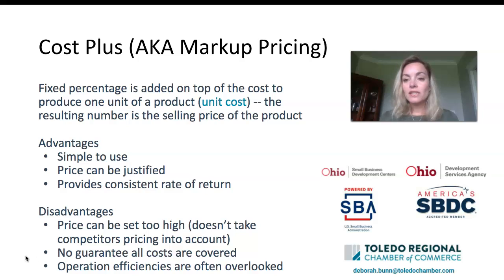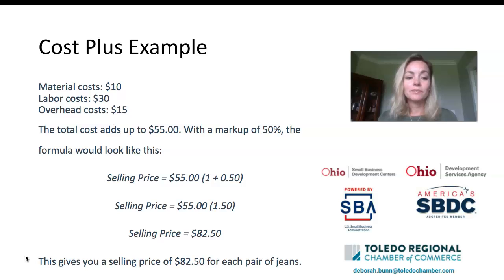And operation efficiencies are often overlooked. There's really no incentive to produce something cheaper because you're always including that in your final price. Again, easy to use, and I'll show you a really quick example here.